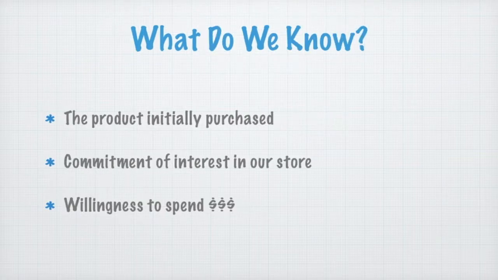So what do we know about these users, these prospects, these customers that were in our store that refunded these products? What we know is the product that they initially purchased. Maybe we know that they purchased a pair of socks from our store, for example, or a pair of shoes, and we've seen this commitment of interest and their willingness to spend money. So when we know what they purchased, we know how we can follow up with them accordingly.